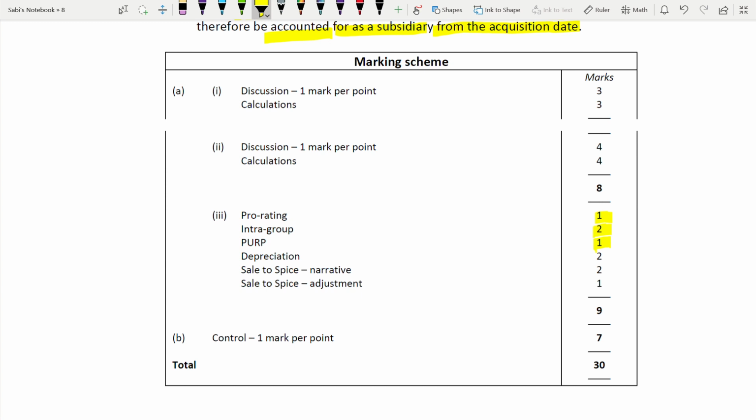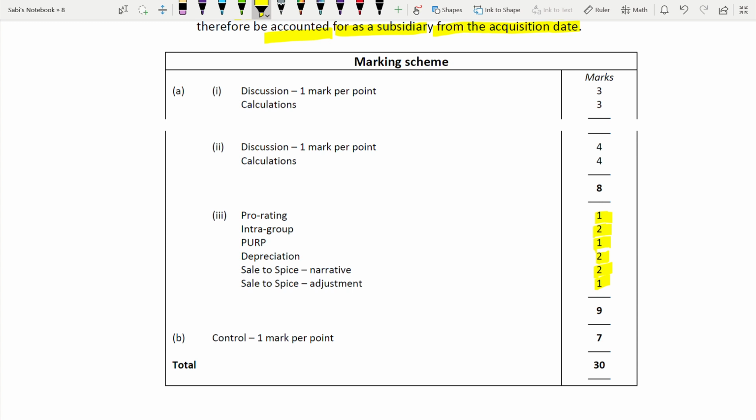You are already deducting it from one place, from cost of sales. No, unrealized profit I think you are taking from both. This depreciation is 2 marks. Depreciation. Sale to Spice: 2 marks for narrative, 1 mark only for adjustment. Narrative means you're explaining what you are doing, that it should not be recognized as revenue and all those things.